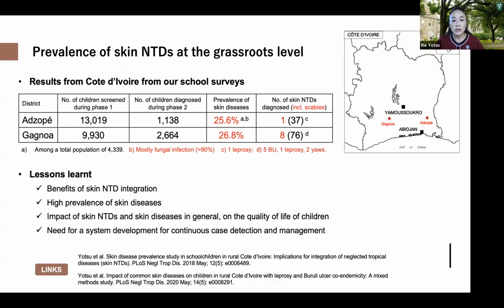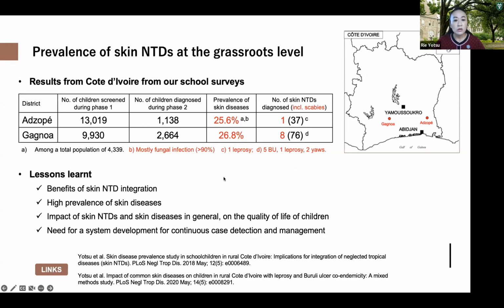school children. But even if we screen this many children, the SkinNTDs, besides scabies, because scabies epidemiological distribution is very high, prevalence is very high as compared to other SkinNTDs. So this is the number that you see for SkinNTDs besides the scabies. And if you include the scabies, the number becomes high.